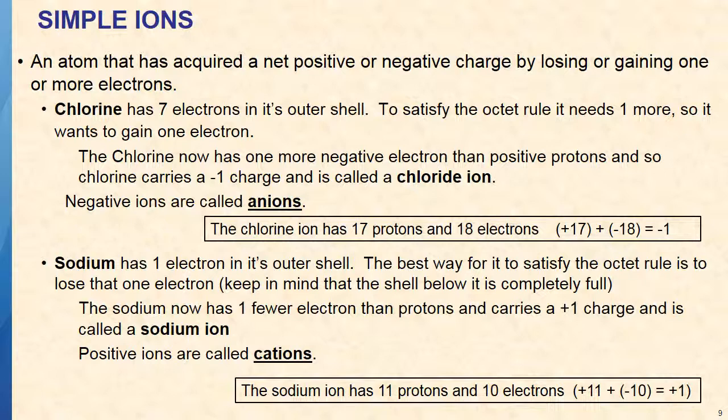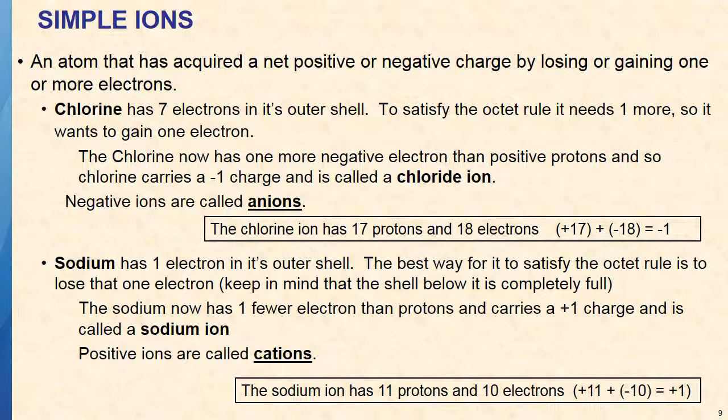Okay, so let's talk about simple ions. If an atom has acquired a net positive charge or a net negative charge by losing or gaining one or more electrons, they are called ions. So an atom is neutral, ions are charged, either positive or negative.